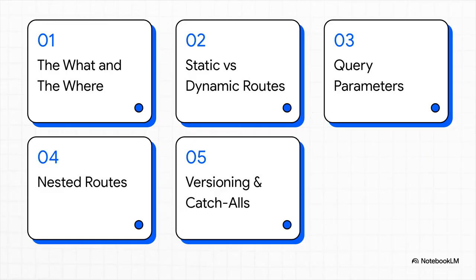Here's our roadmap for this explainer. 1. The what and the where. 2. Static versus dynamic routes. 3. Powering searches with query parameters. 4. Going deeper with nested routes. And finally, number 5, versioning and catch-all routes.